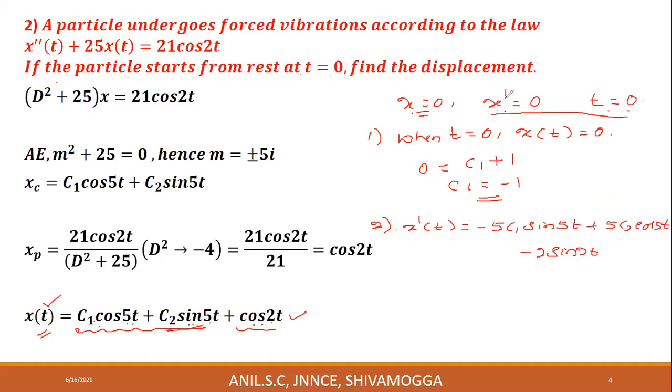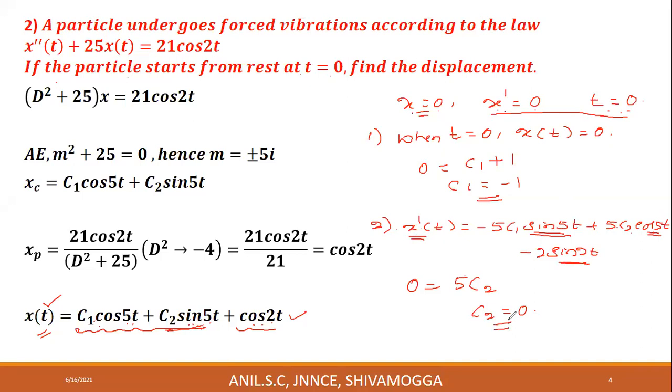Now apply the condition x dash is equal to 0. When time t is equal to 0, this will be sin 0, sin 0 is 0. This will be sin 0, sin 0 is 0. And here we get 5 into C2. Cos 0 is 1. 1 into 5 C2 is 5 C2. But here you cannot equate 5 to 0. 5 is never equal to 0. Therefore, C2 must be 0.